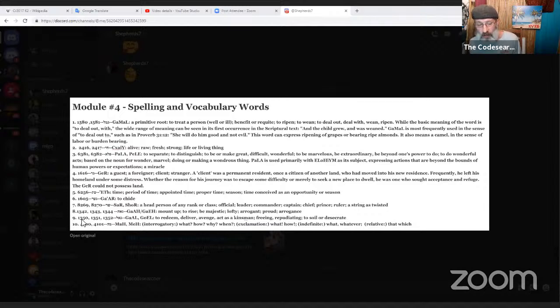Number 9 is 1350, 51, and 52. And it's Goel, a Gael, which is a Gimel, Aleph, Lamed, and it means to redeem. It's the root word of Goel, which is with a Vav as well. So the Gimel Aleph Vav Lamed Goel. Excuse me, Gimel Vav Aleph Lamed Goel.